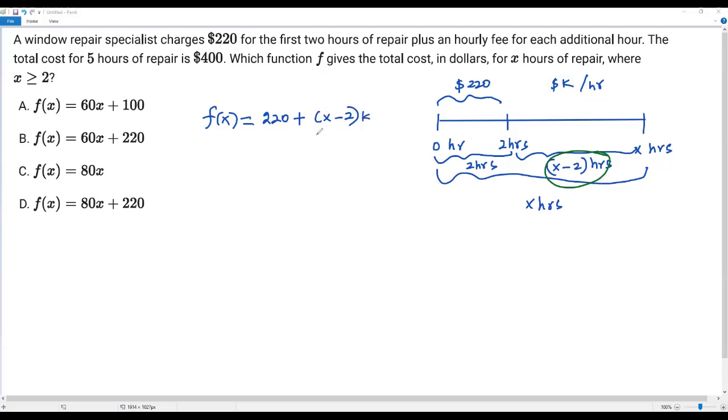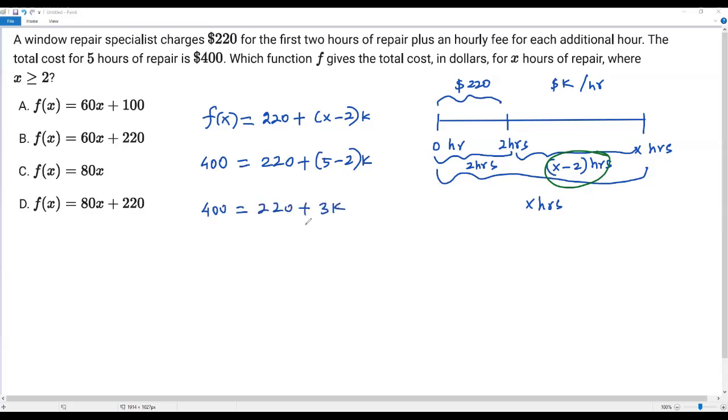So actually this is a function, but in this function there is an unknown constant k, which is the hourly rate that we have for each additional hour apart from the first 2 hours. We have to find the value of k. For that, we have to use the information that the total cost for 5 hours of repair is $400. The total cost of repair is $400, which we can plug in for f of x, because f represents the total cost. So we plug in 400 for f of x, 220 positive, and the time is 5 hours. We already know that x represents the number of hours, so we plug in 5 for x. Then I'm getting 5 negative 2 times k. Then 400 equals 220 positive 5 negative 2, which is 3k.